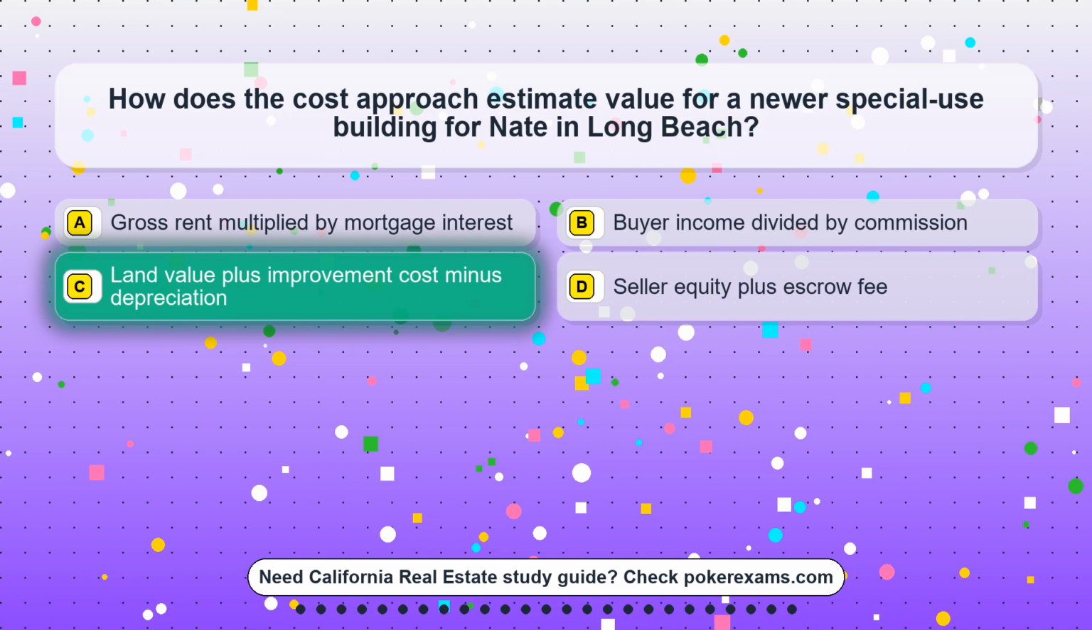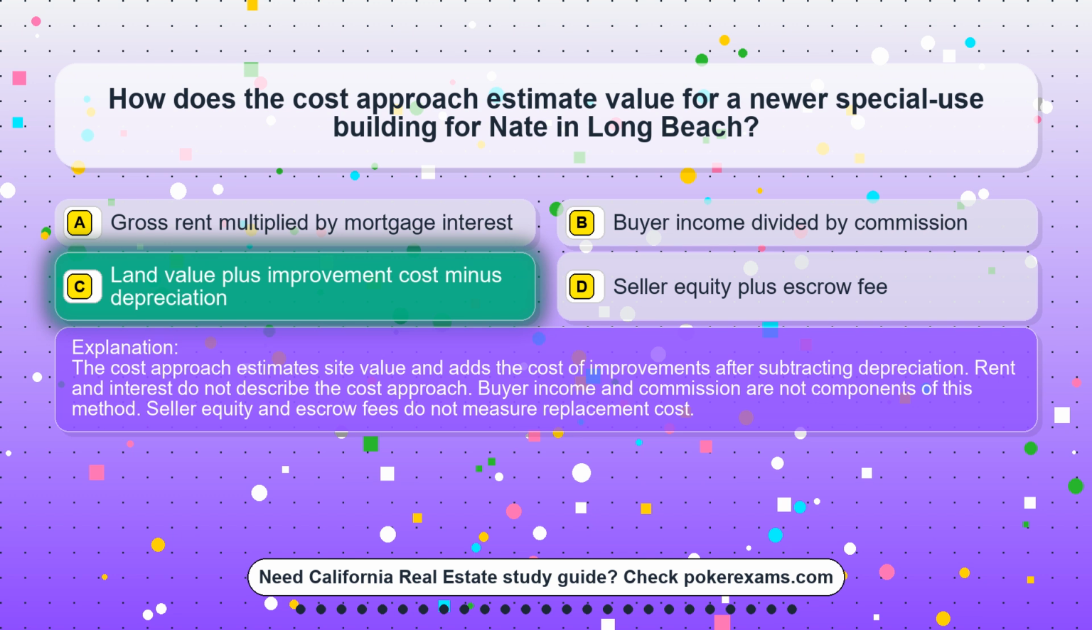The correct answer is option C, land value plus improvement cost minus depreciation. The cost approach estimates site value and adds the cost of improvements after subtracting depreciation. Rent and interest do not describe the cost approach. Buyer income and commission are not components of this method. Seller equity and escrow fees do not measure replacement cost.